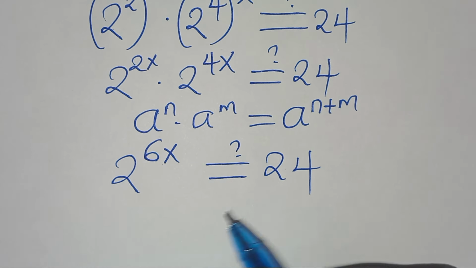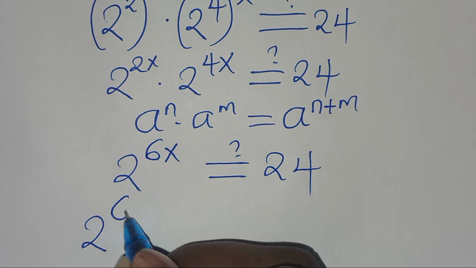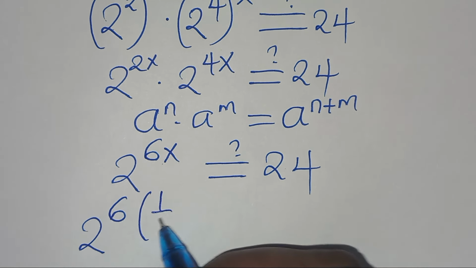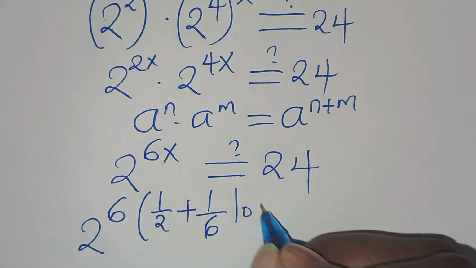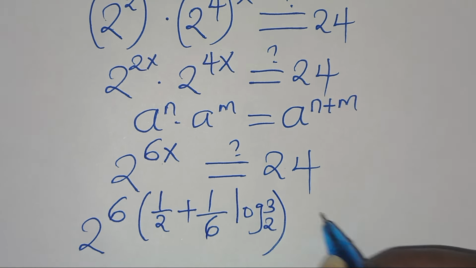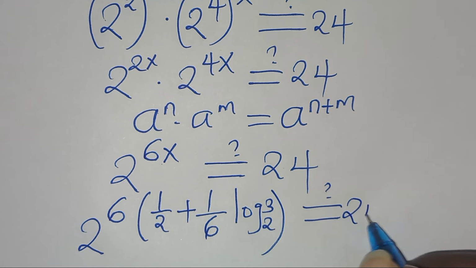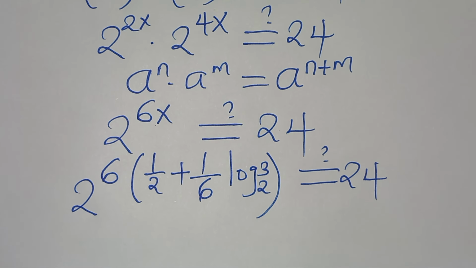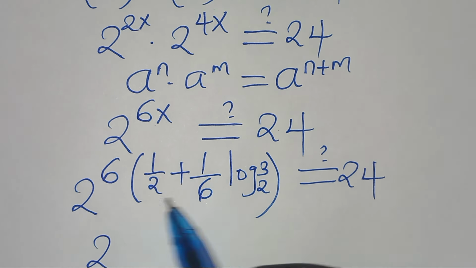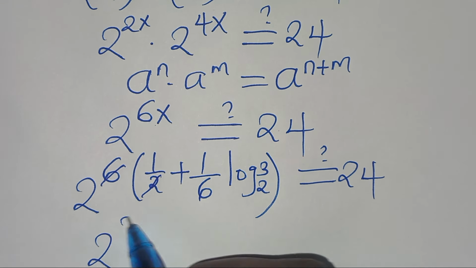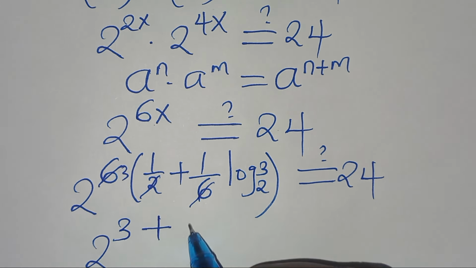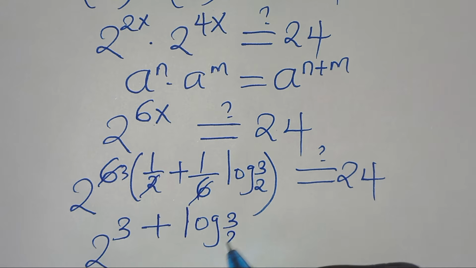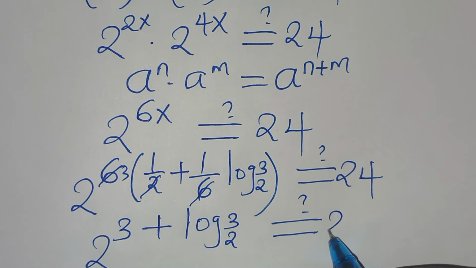Substituting the value of x here, then we have 2 to the power of 6 multiplied by x, which is half, plus 1 over 6 log 3 to base 2. This is supposed to give us a value of 24. So let's open the parentheses here. Then we have 2 to the power of 6 times half. This means here we have 3. Then plus 6 and 6 here simplifies. So we have log 3 to base 2. This should give us a value of 24.